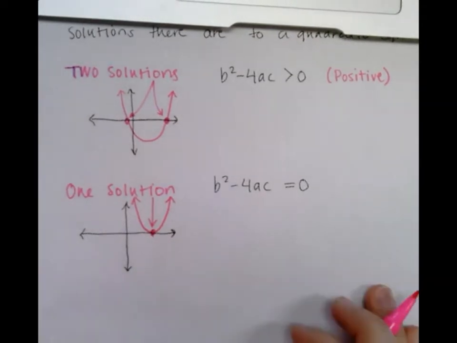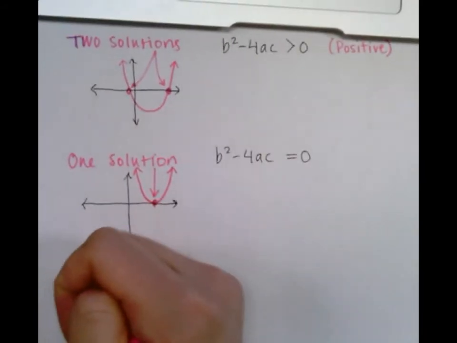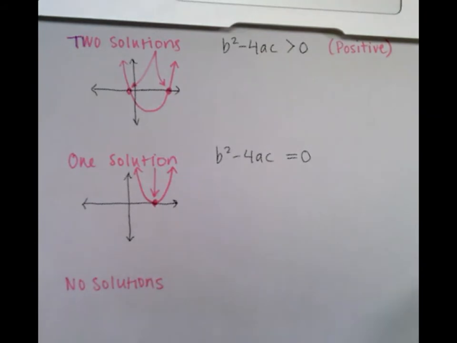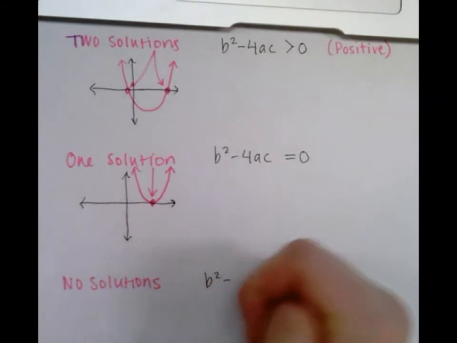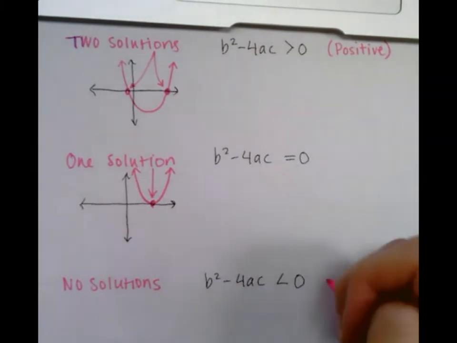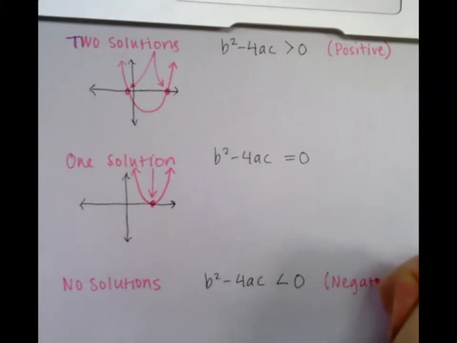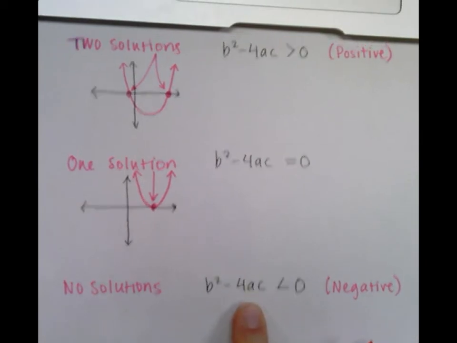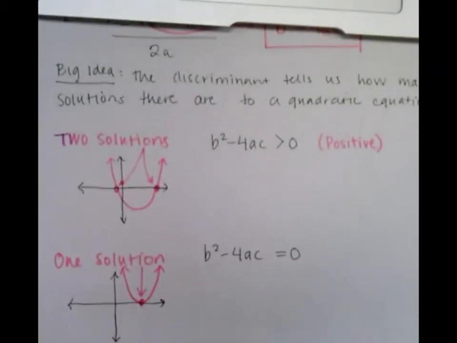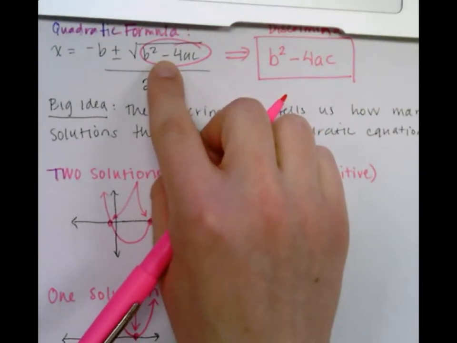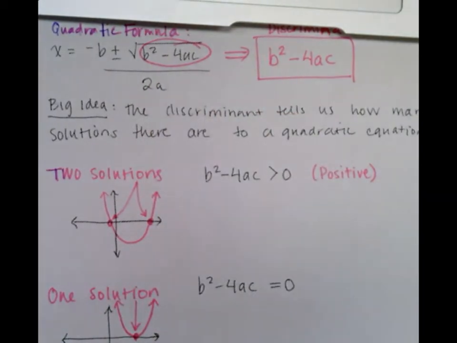And then the last situation would be no solutions. That happens when b squared minus 4ac is negative, or less than 0. Because when we plug into the quadratic formula, this value would be negative, and we try to square root a negative, it's not possible, because nothing multiplied by itself will equal a negative number.